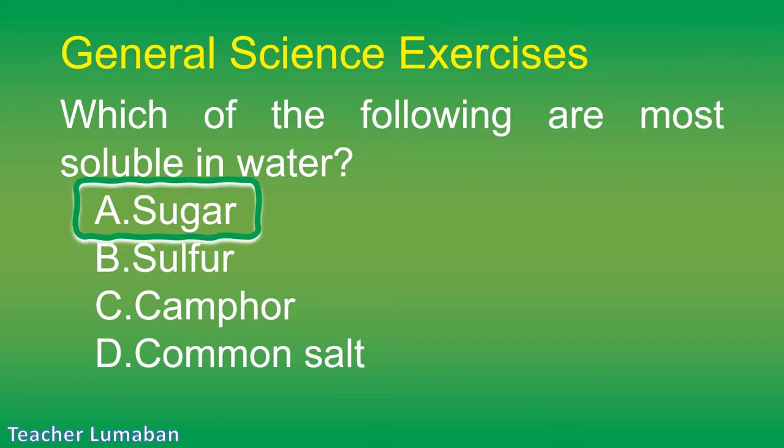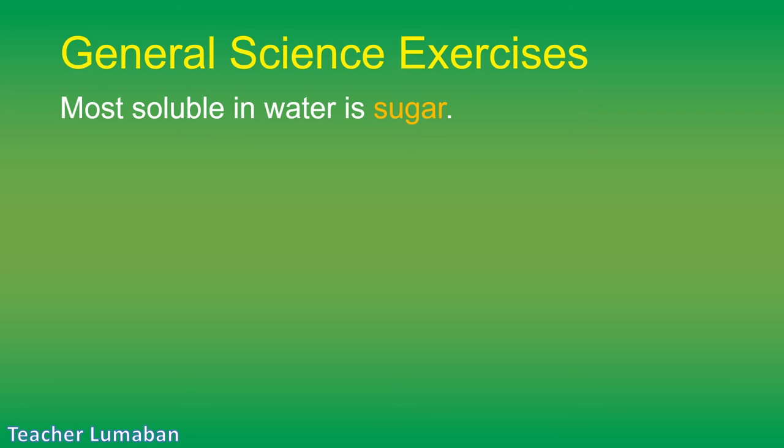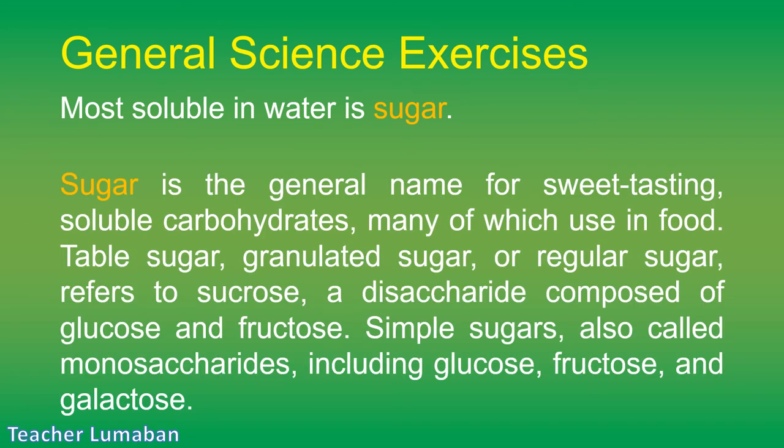The correct answer is letter A, sugar. Most soluble in water is sugar. Sugar is the general name for sweet-tasting, soluble carbohydrates, many of which are used in food. Table sugar, granulated sugar, or regular sugar refers to sucrose, a disaccharide composed of glucose and fructose. Simple sugars, also called monosaccharides, include glucose, fructose, and galactose.